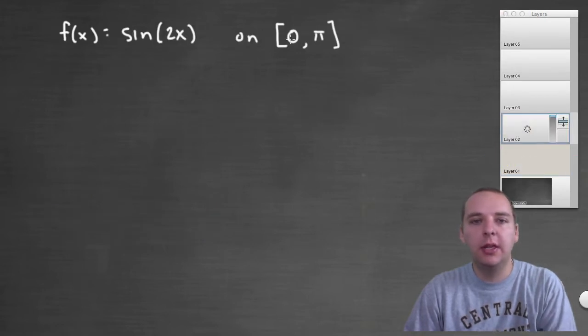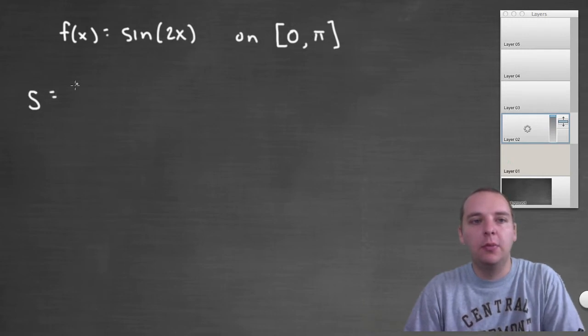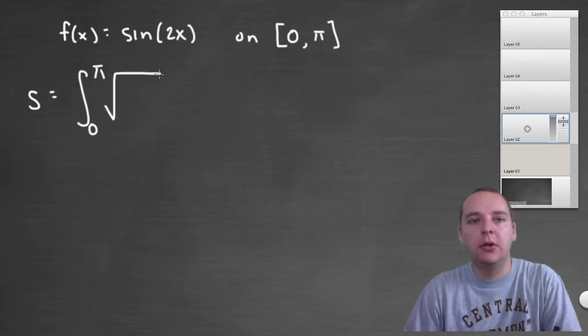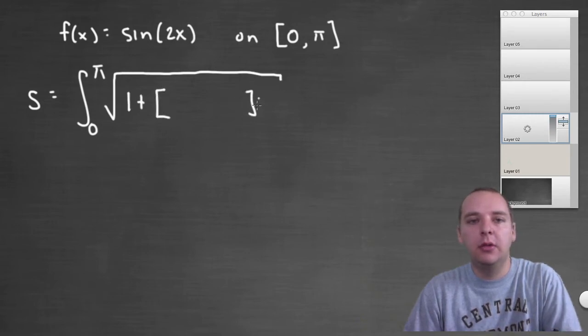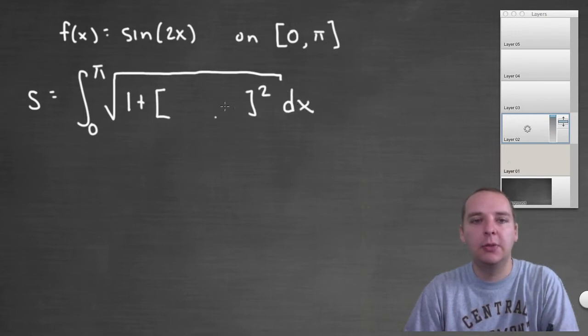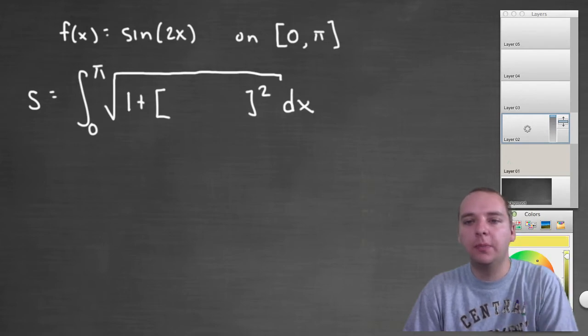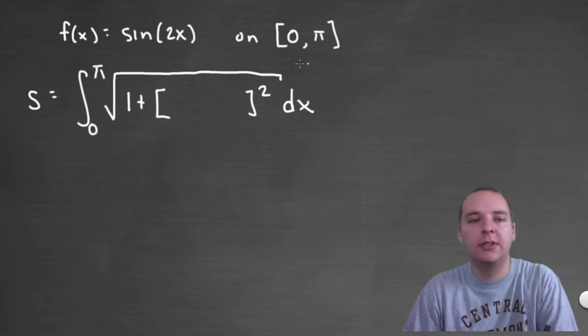Okay, so here's our function again, and here's 0 to pi. So let's write down our arc length. It'll be the integral from 0 to pi for our example of the square root of 1 plus something squared dx, right? 1 plus something squared dx. But what goes here in the blank? Well, we need to actually figure that out. So we'll do that over here on the side.